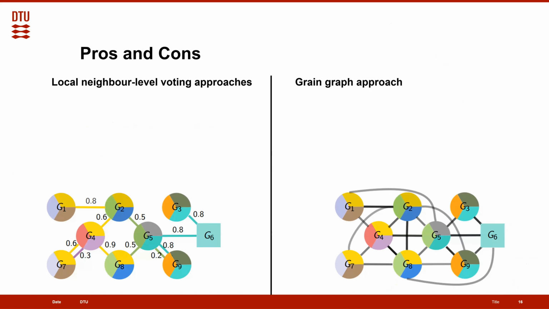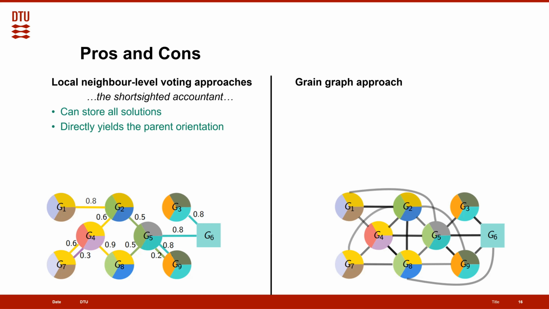And to now maybe summarize the pros and cons of the local level voting approach and the grain graph approach, I would name the local neighbor level voting approach the short-sighted accountant, because it's very good at storing all the solutions around it. It directly yields the parent orientation, so that's great. We don't have to compute it afterwards. But the problem is that it only regards the direct neighbor grains. So it doesn't really look further than just the first neighbor. And this way, it's a little bit of a short-sighted algorithm.